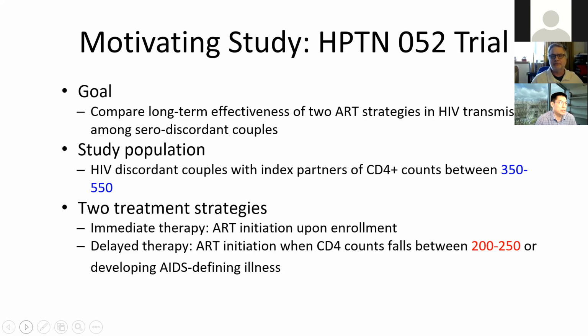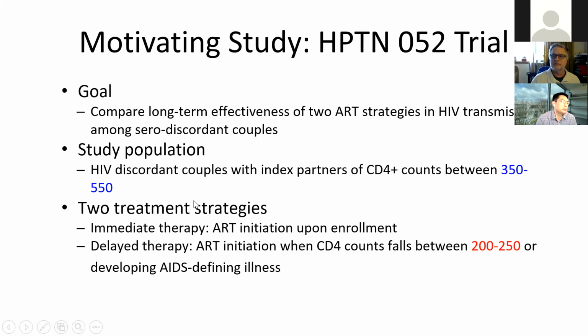So the study population is HIV discordant couples with index partners with CD4 counts between 350 and 550. When the study was first designed, the CD4 count was actually between 300 and 500. But later on, after we consulted with the DSMB and with experts in the area, we decided to raise the CD4 counts by 50. So the enrollment CD4 counts were between 350 and 550.